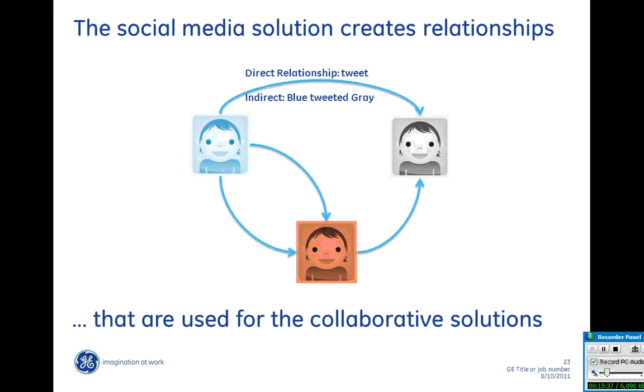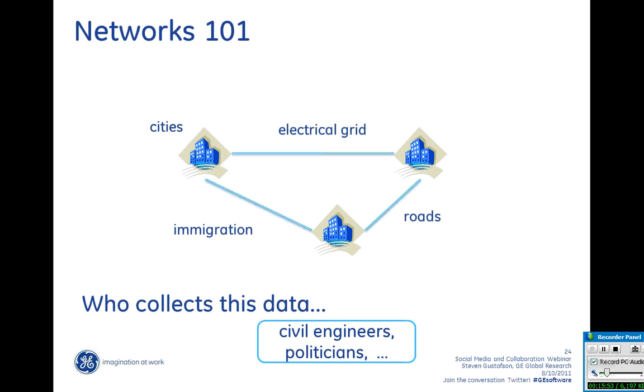So far we talked about how social media creates relationships. There's a direct relationship, like two people tweeting each other, and then there's an indirect relationship, saying, hey, this blue person tweeted this gray person. And that data is what we're talking about. But how do we use that for collaborative solutions? So I'm going to go into a very basic networks example. This is just a very silly toy example to demonstrate the point.